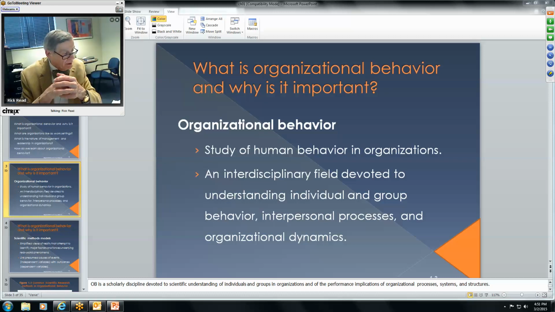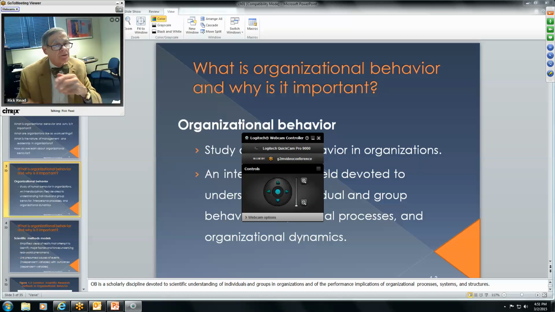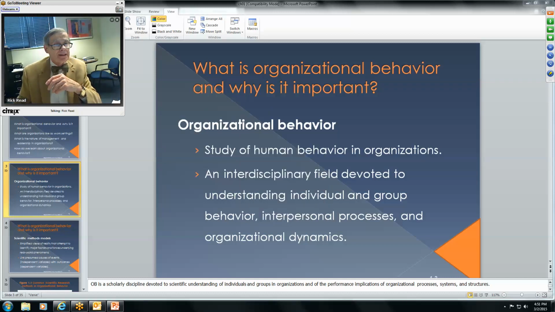Notice that it is considered an interdisciplinary field in that there's a number of fields that encompass organizational behavior. Some sociology, some psychology, some political science, some economics. There's others that are listed in there. So we need to figure out how people behave and interact with each other and in groups and in organizations.